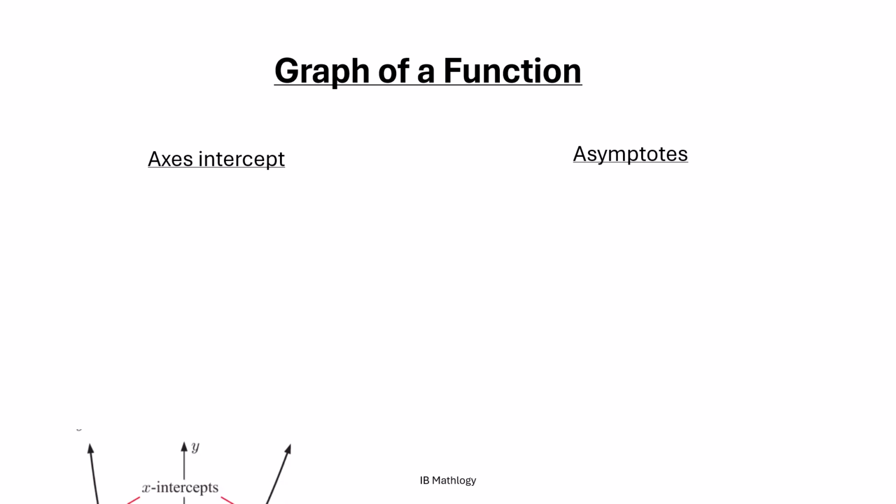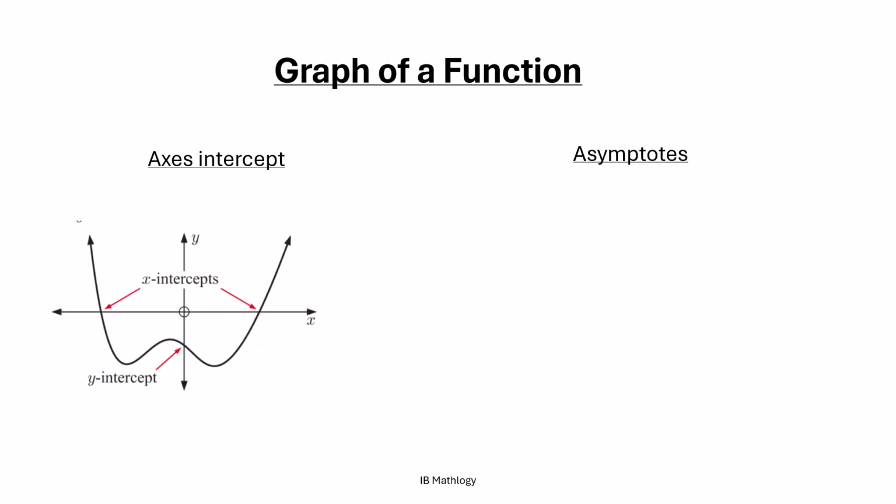Now in x-intercept, let's take an example of this curve. If you look carefully, it cuts the x-axis at 2 points, point A and point B. These are known as x-intercepts because they cut the x-axis, whereas this curve cuts the y-axis at point C. So this point C is known as your y-intercept. Now let's move to asymptotes.